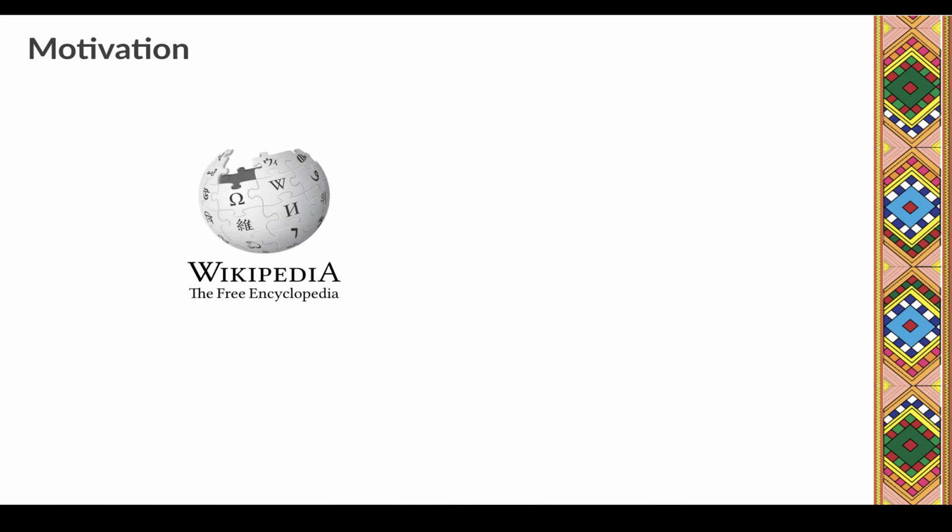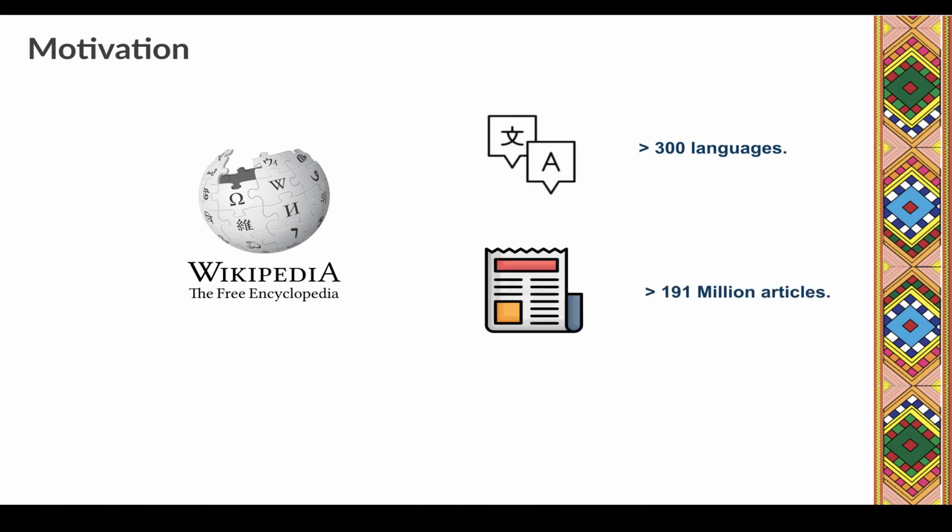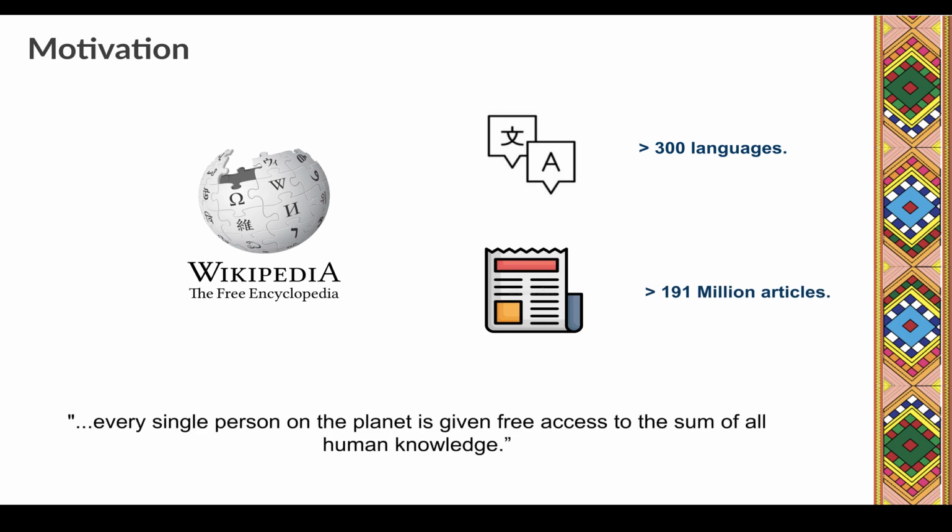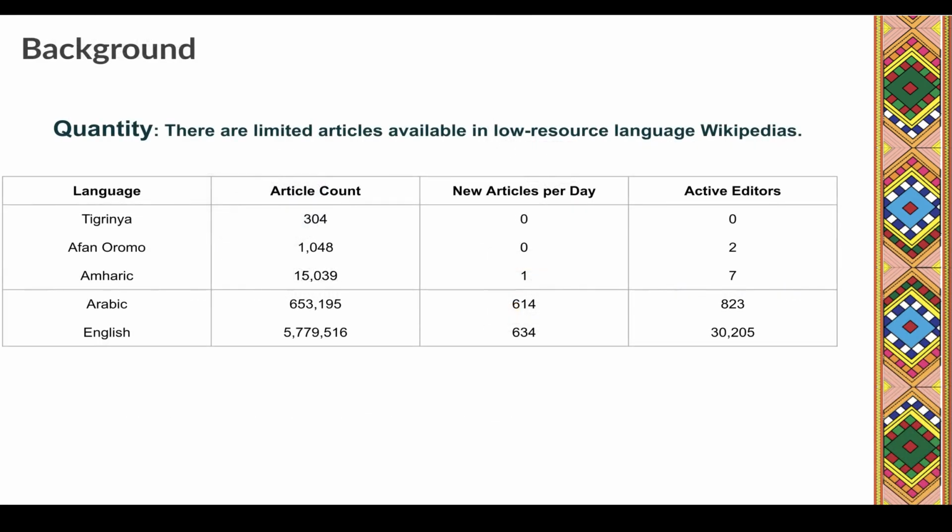I'm sure most of you here are aware of Wikipedia. It's a free encyclopedia available in over 300 languages and has over 191 million articles in total. And the vision statement for Wikipedia is to be a platform where every single person on the planet is given free access to the sum of all human knowledge. But despite this vision, not all languages are represented the same.